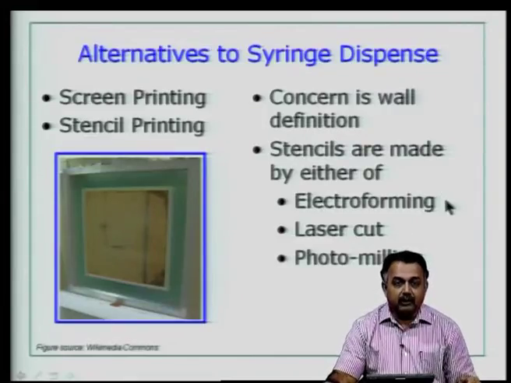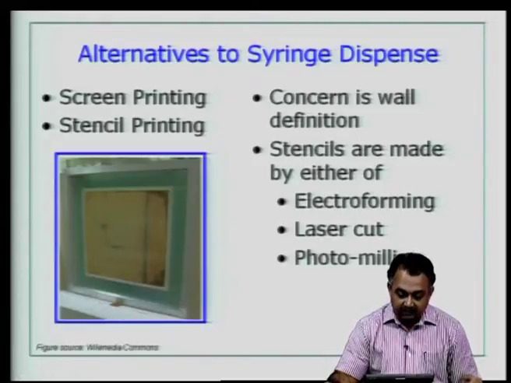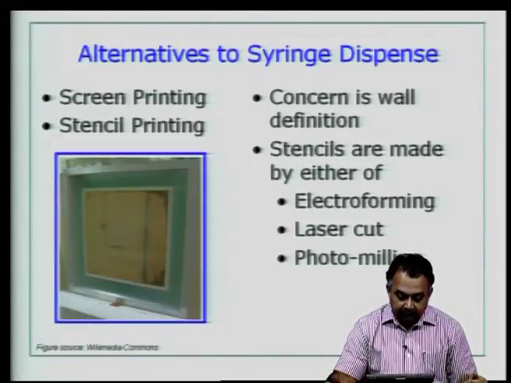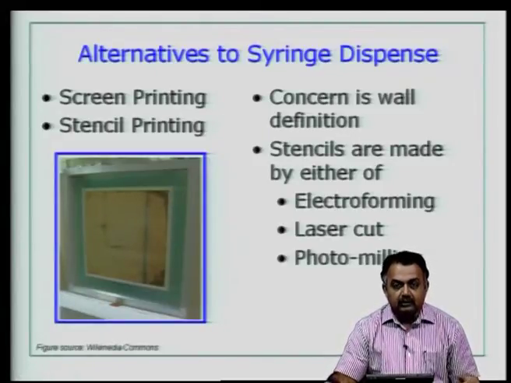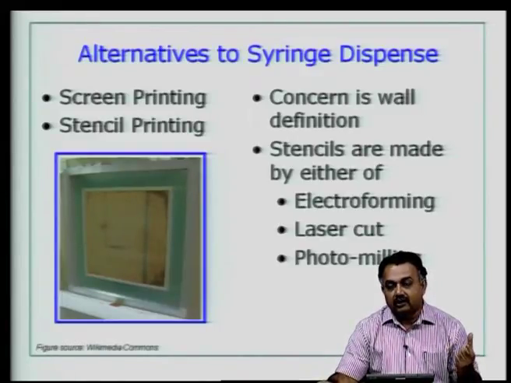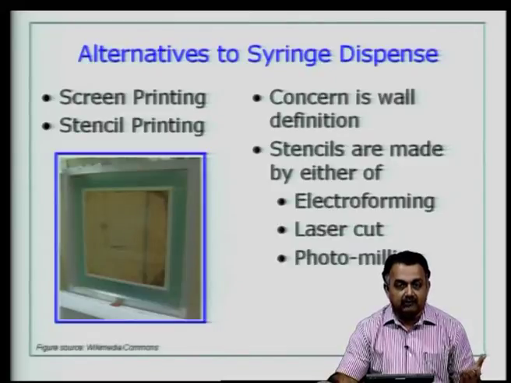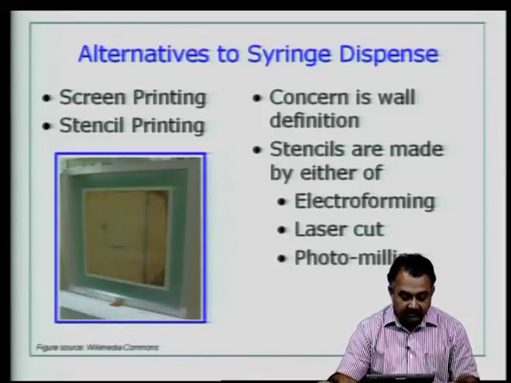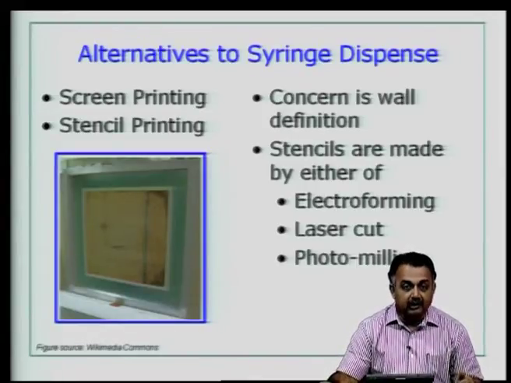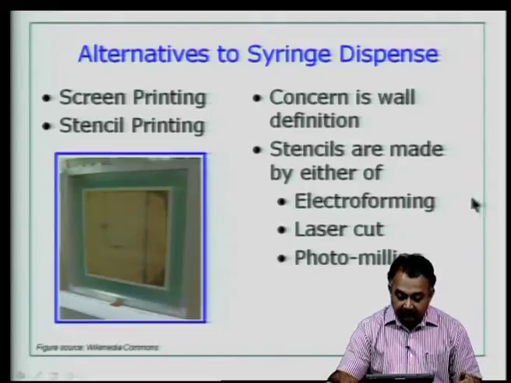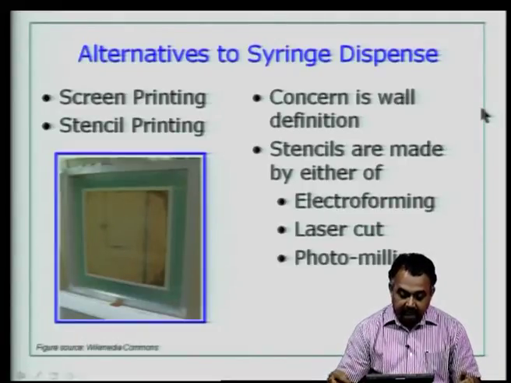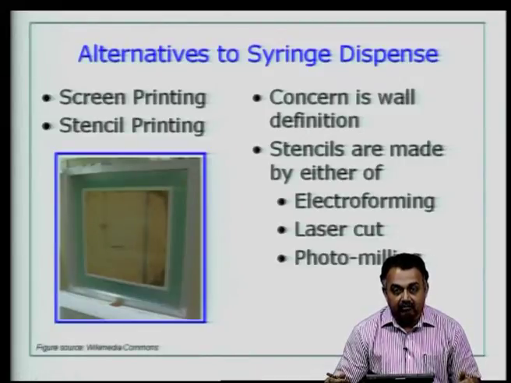So, now we will look at alternatives to syringe dispense. So, syringe can be used for both glue dispensing as well as any non-conductive glue if you want, or a conductive paste, or a conductive adhesive, or a solder paste. So, the applications are varied. Screen printing and stencil printing are the other methods that can be used to dispense materials or media.